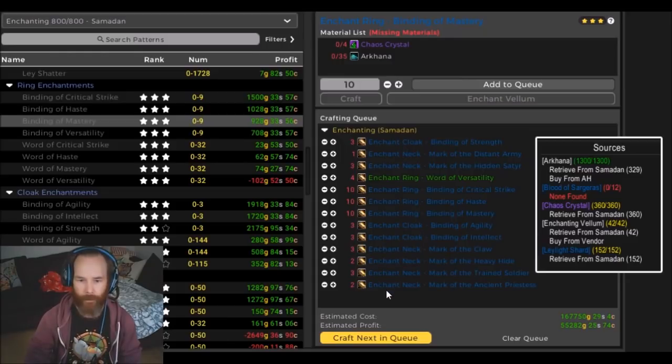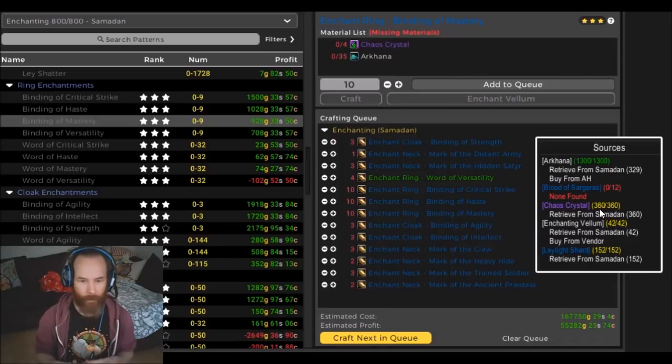Here you can see what a full list of restocks would look like for my enchants if I had nothing and I had to restock on everything. Looking over here, you can see how much I would need: that's 1,300 Arcana, 360 Chaos Crystals, and 152 Leylight Shards. Now the big thing here is 360 Chaos Crystals.